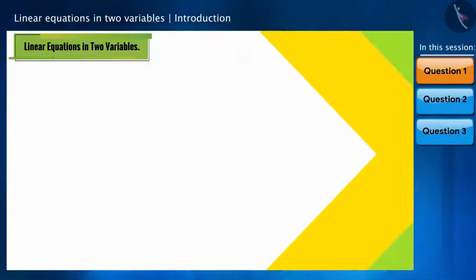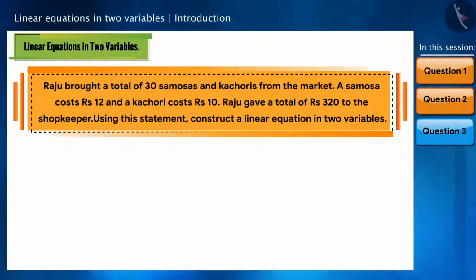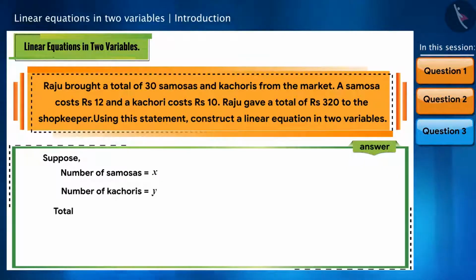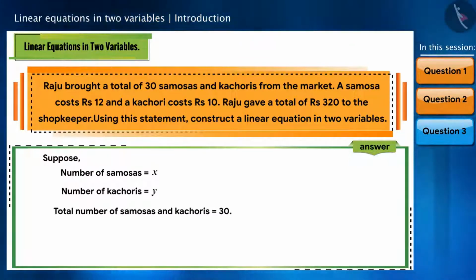Let's see another question. Raju brought a total of 30 samosas and kachoris from the market. A samosa costs rupees 12 and a kachori costs rupees 10. Raju gave a total of rupees 320 to the shopkeeper. Using this statement, construct a linear equation in 2 variables. Suppose the number of samosas taken by Raju is x and the number of kachoris is y. He has a total of 30 samosas and kachoris. So, our equation will be x plus y is equal to 30.